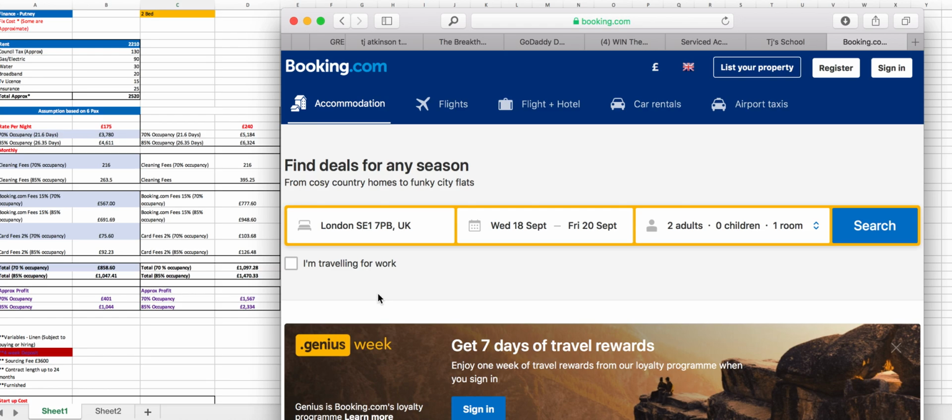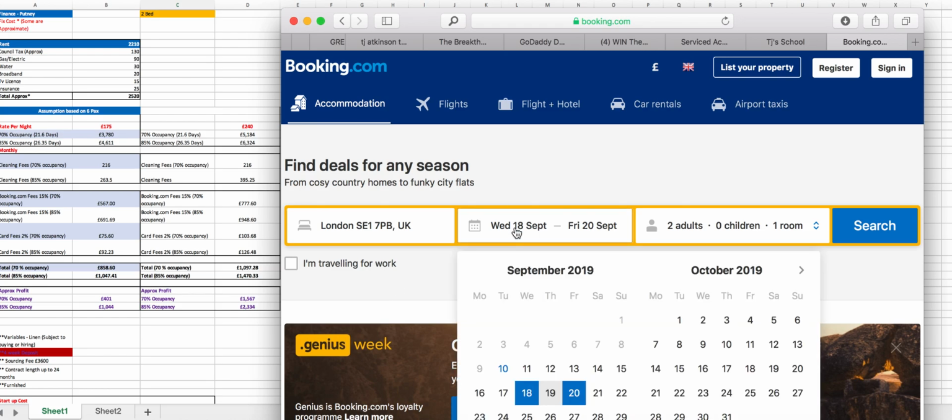Number 2. This section here, we only analyze based on midweek prices. So we never analyze based on weekend prices because a lot of people increase their prices on the weekend because that's where they make most of their money, and some people decrease their prices on the weekends because they don't have the market on the weekends.